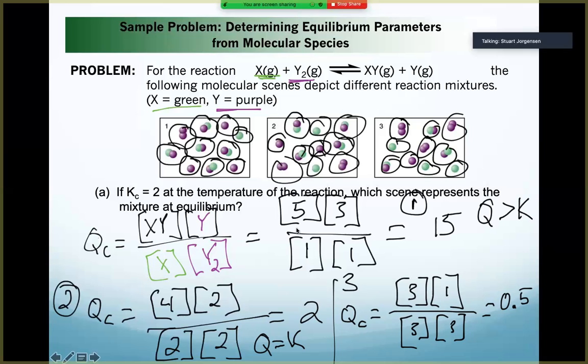You got too large of a value? Well, the numerator is the products. That means we have more products than reactants. We need to shift back to the left to try to get to equilibrium. Q is greater than K.